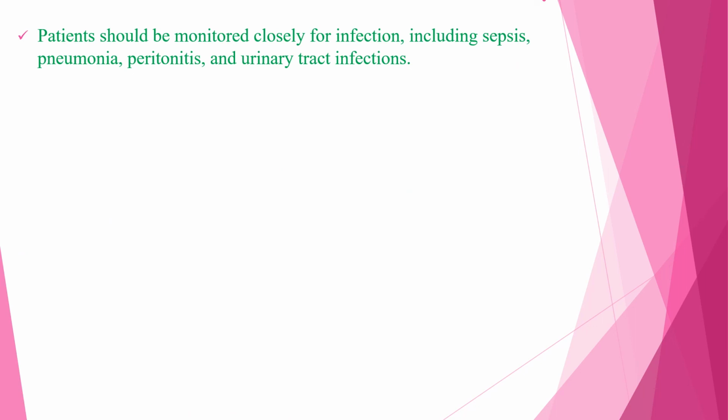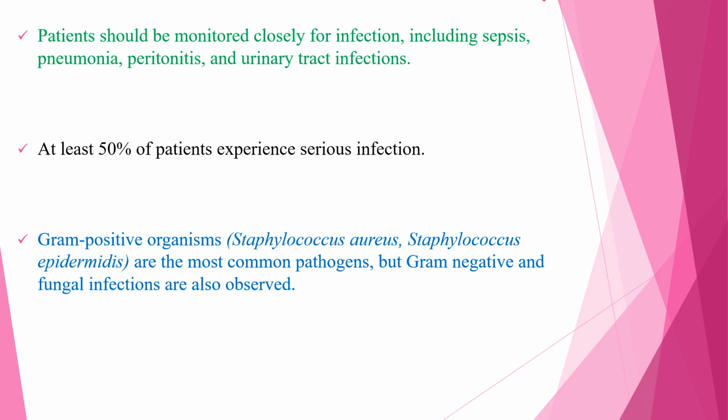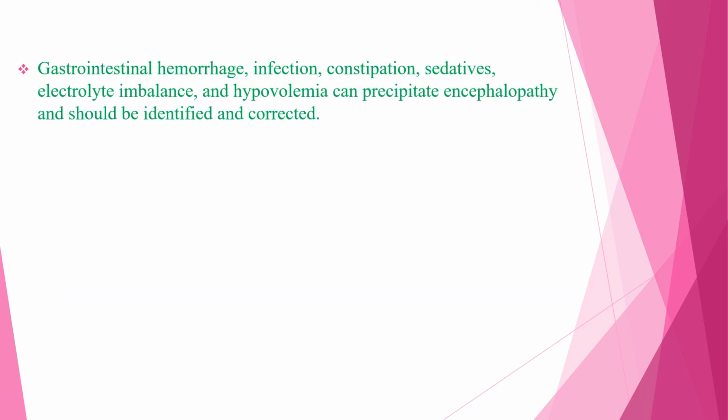Patients should be monitored closely for infection, including sepsis, pneumonia, peritonitis, and urinary tract infections. At least 50% of patients experience serious infection. Gram-positive organisms are the most common pathogens, but gram-negative and fungal infections can also occur. Gastrointestinal hemorrhage, infection, constipation, sedatives, electrolyte imbalance, and hypovolemia can all precipitate encephalopathy and should be identified and corrected.